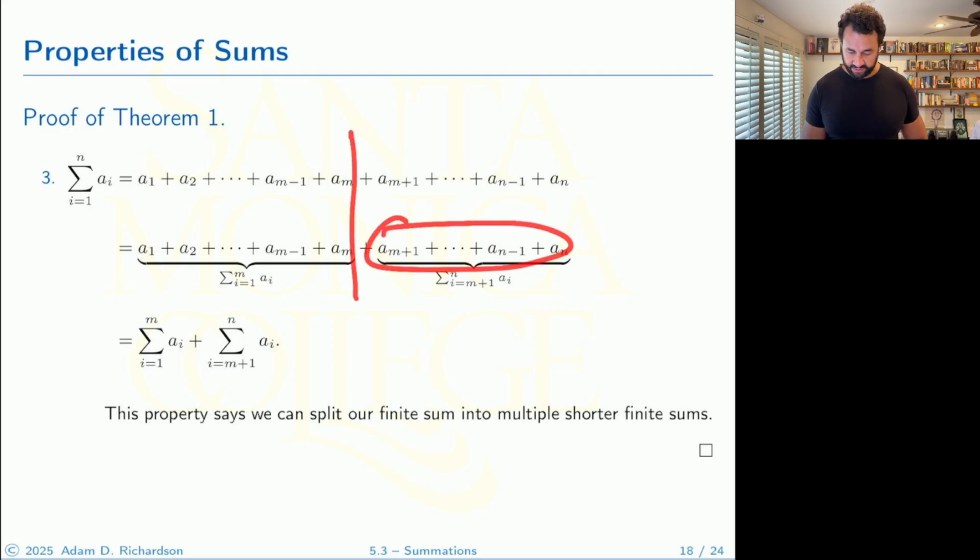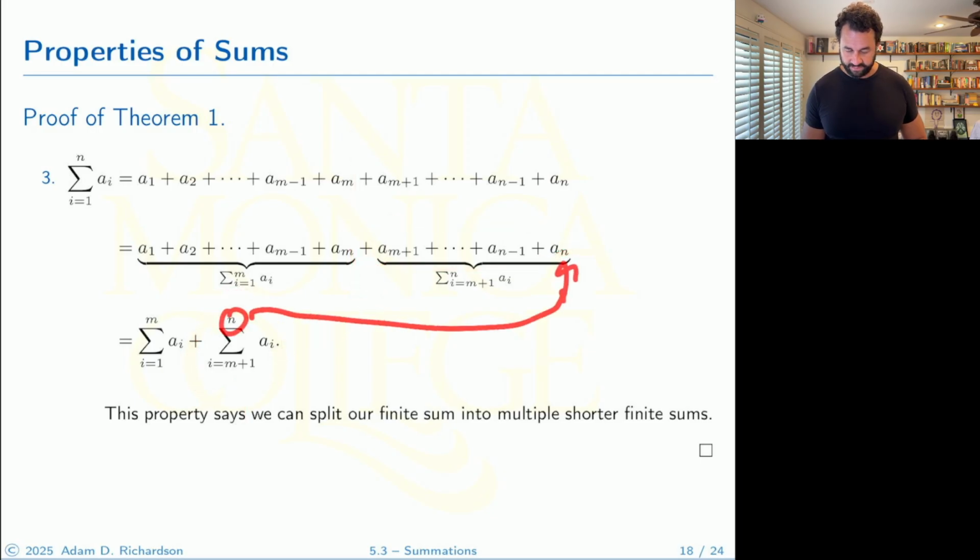We're going to write this using sigma notation. And remember, this is the starting index, m plus 1. So that's why that's appearing down here. And then the final index is n. And that's why that's appearing right there. And that's it. So that's how you can split it up.